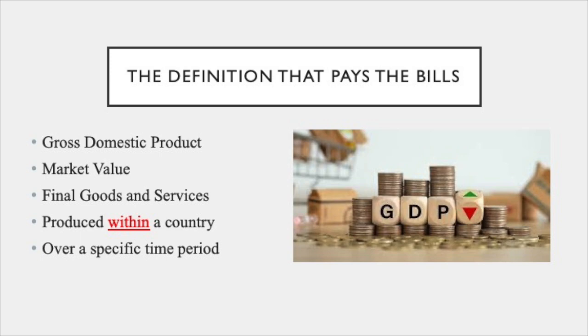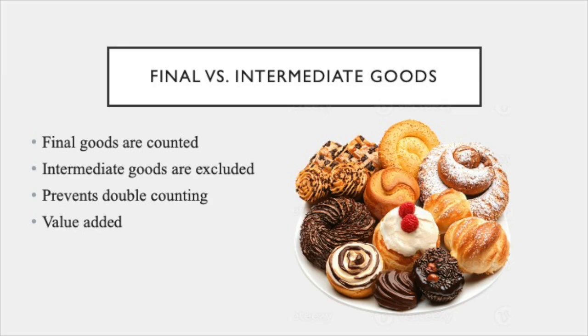GDP only counts what's sold at the end of production. So GDP is the big number economists and policymakers watch to see how the economy is doing, because it captures the value of everything being produced and consumed. And remember, it's market value, which means we're talking in dollars, not in quantity alone, but in what goods and services are worth.